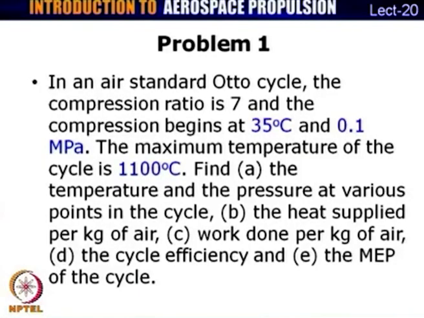So, this particular problem is that of an Otto cycle. We have already discussed the Otto cycle. We have also derived expressions for calculating the cycle efficiency based on the compression ratio. In this problem we have been specified some of the temperatures and pressures. We are also given the compression ratio. We are required to find the efficiencies, temperatures and pressures at different points in the cycle, and the work done per kilogram, mean effective pressure, etc.